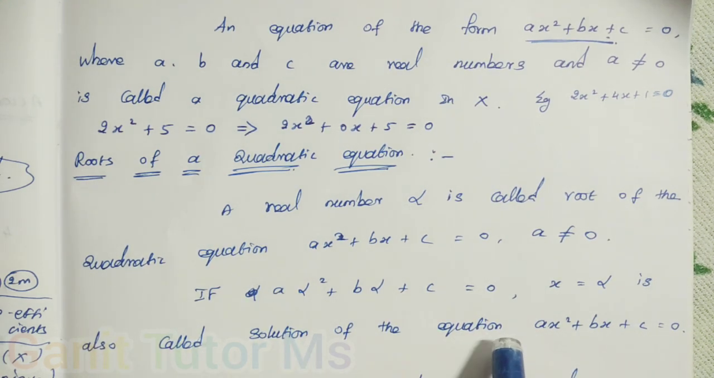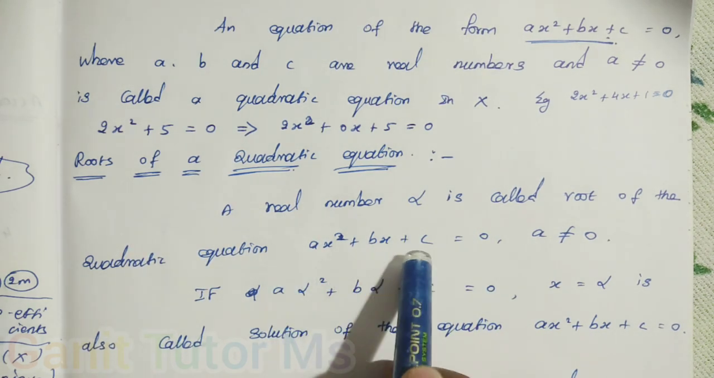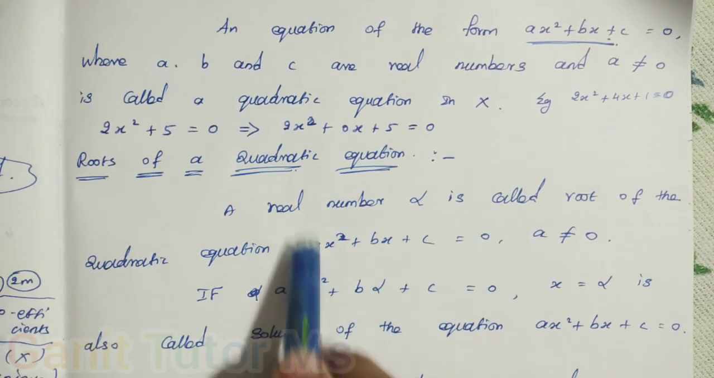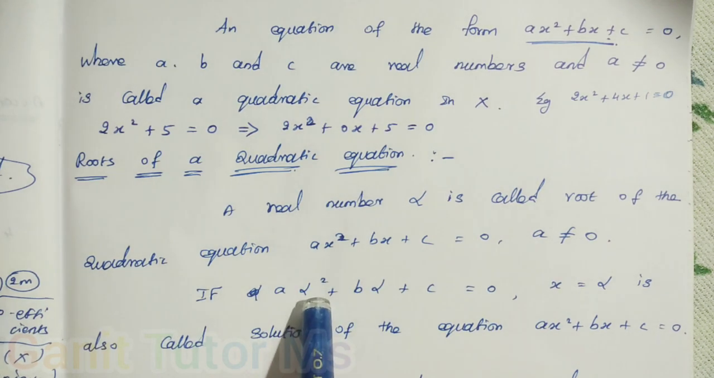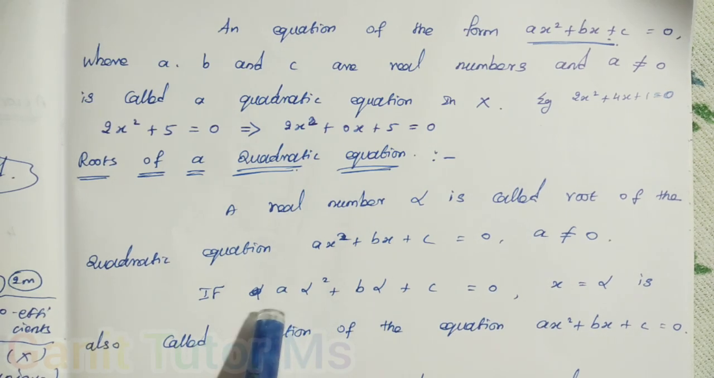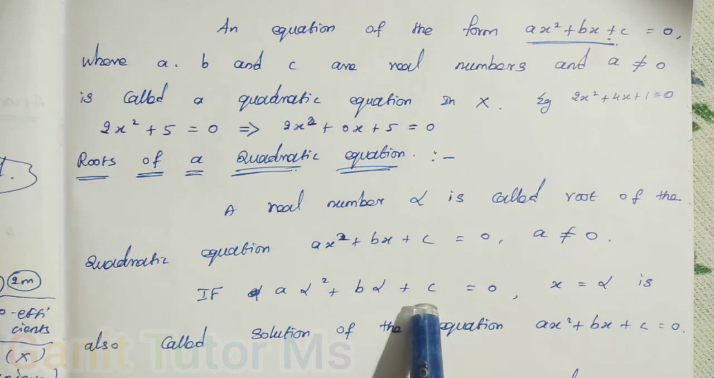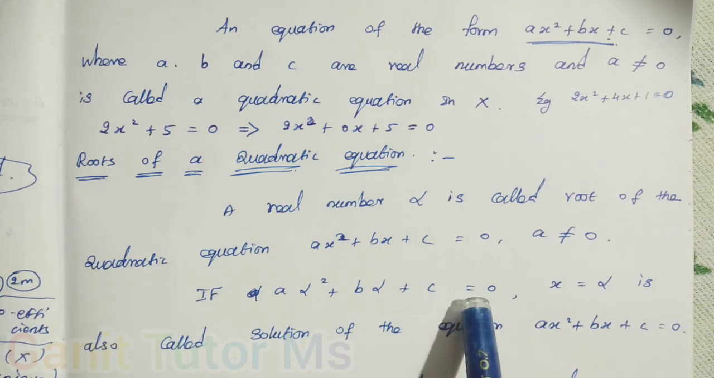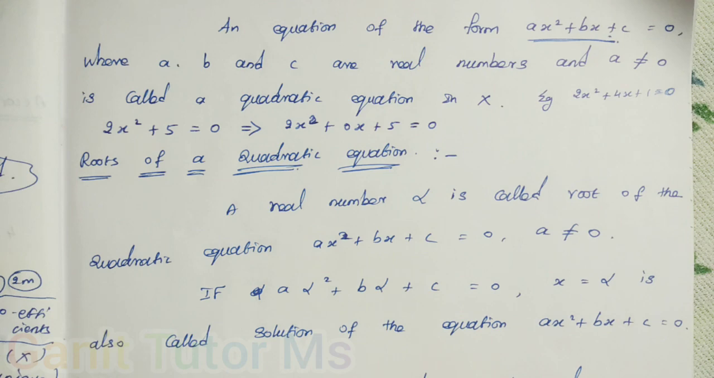Are you all clear? Actually, the general form of the equation, we know, is ax squared plus bx plus c equal to 0. That is a quadratic equation. So instead of x value, we can put some alpha, right? Alpha means any real number. So if alpha satisfies this equation, it means that when you are solving this equation, it becomes 0. Then alpha is called the solution of the equation or zero of the equation. Are you all clear?